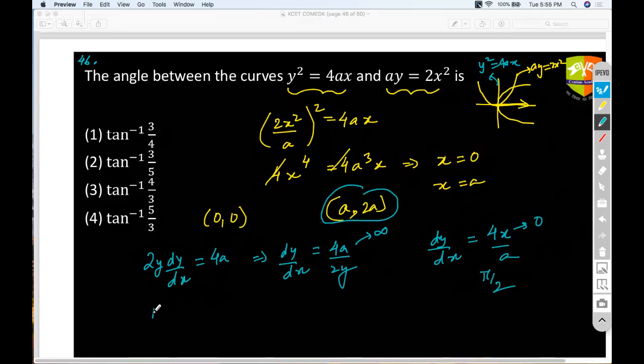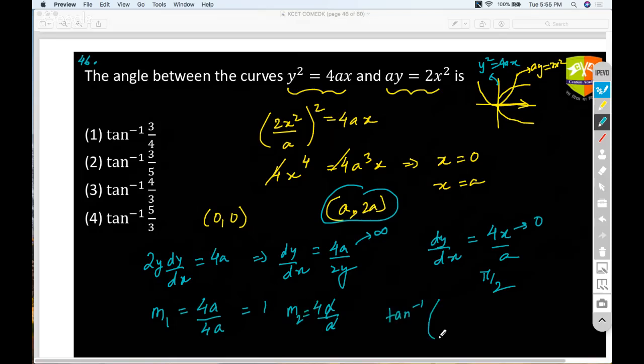So at the point (a, 2a), m1 will be nothing but 4a by 4a, which is going to be 1. And here it will be 4a by a, which is going to be 4. So m2 is going to be 4.